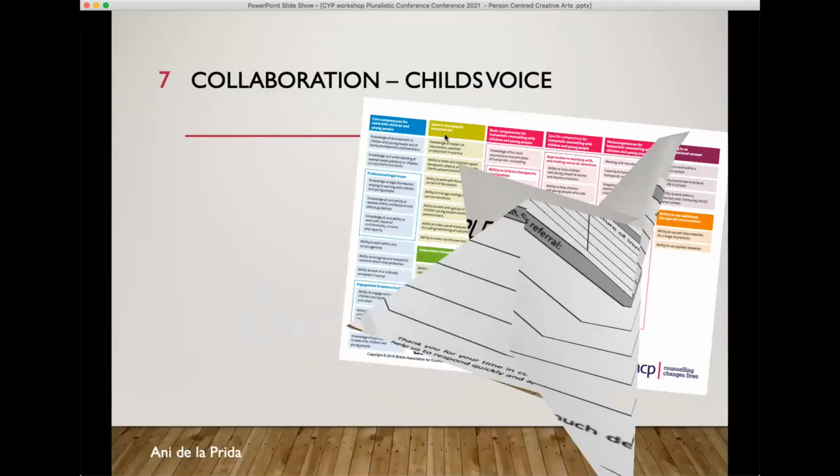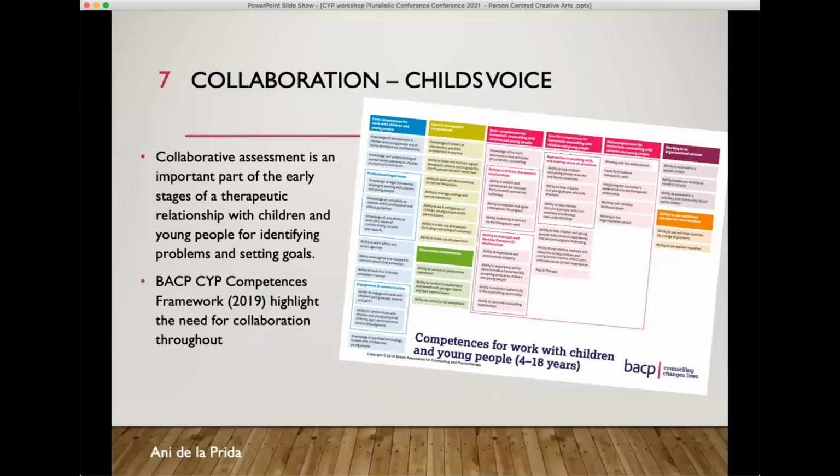And collaboration with the child is absolutely vital. It's embedded in the competencies. The new competencies have it embedded in the framework. There's a need for collaboration and collaborative assessment. So what might that look like when we're working with a child or a young person?